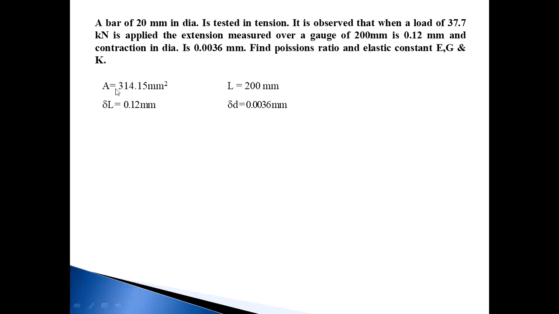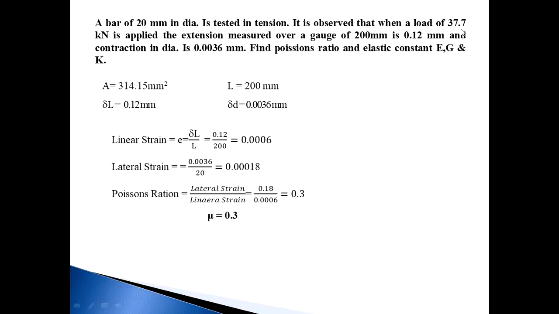So let us first write the given data. The diameter of the bar is 20 mm, so the corresponding area is 314.15 mm square. The length of the bar, or gauge length, is 200 mm. The change in length is 0.12 mm, the change in diameter is 0.0036 mm, and the applied load is 37.7 kN.